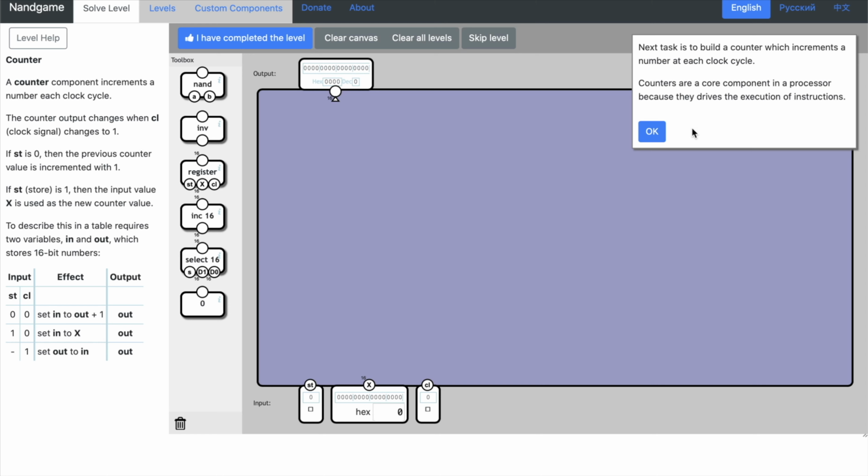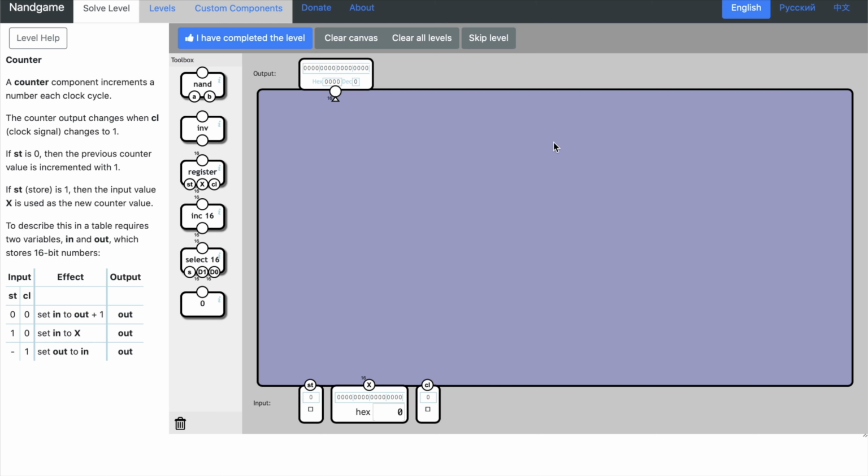All right, so now we're going to build a counter which increments a number at each clock cycle. This is what's going to drive our CPU. So what are we going to need? Well, clearly we're going to need our register. Oh, look at that, it's a 16-bit register. It built it for us. Well, if we're going to be incrementing by 1, we're going to take our incrementer that we built earlier. And you could see here that they expanded this incrementer to 16 bits for us. So that's very nice.